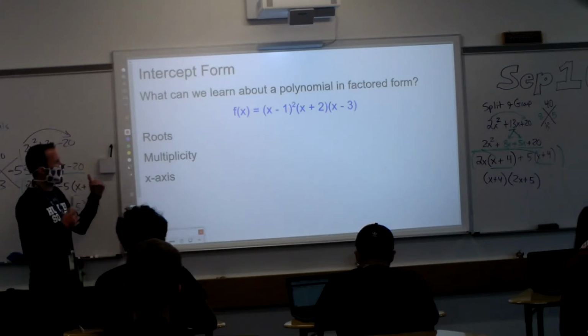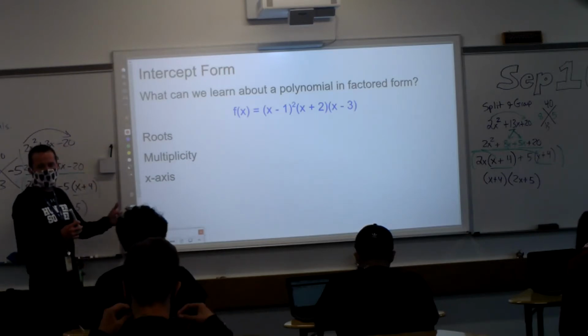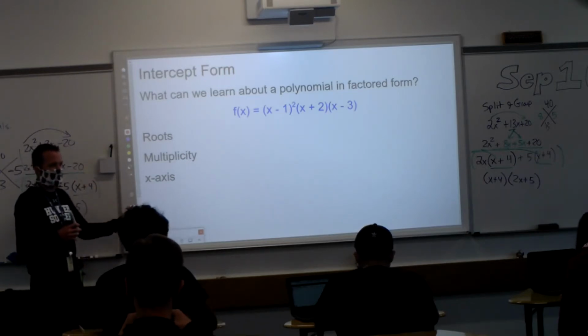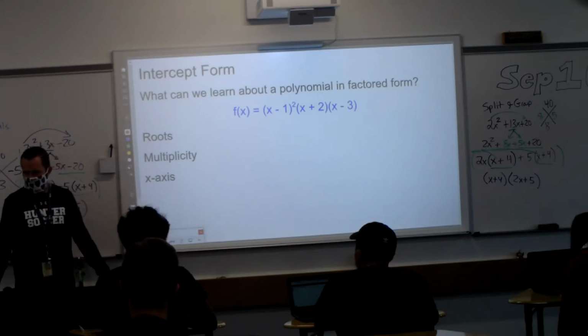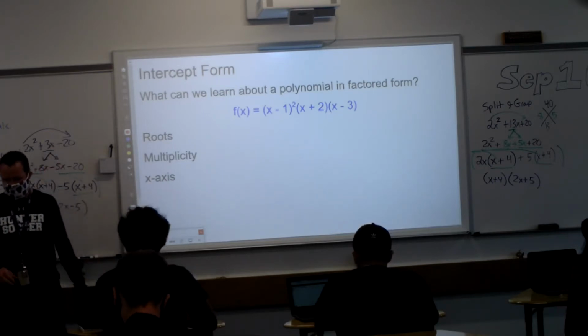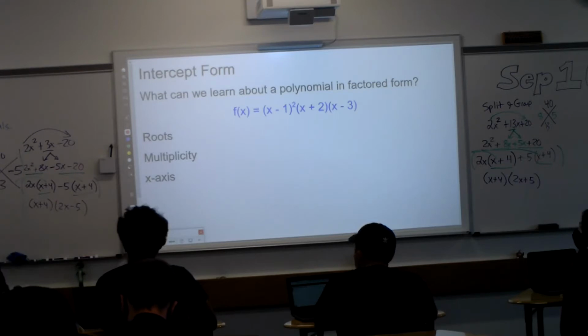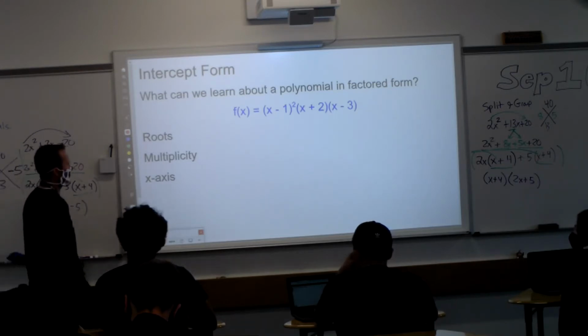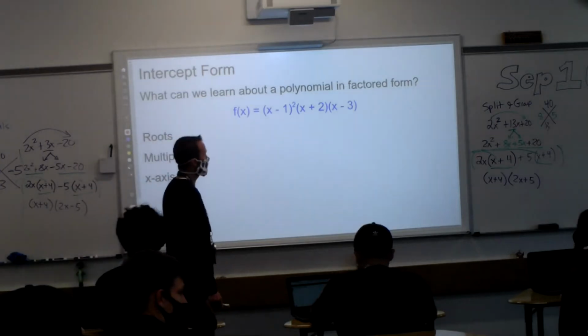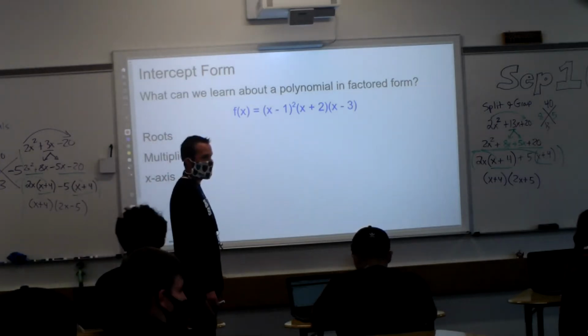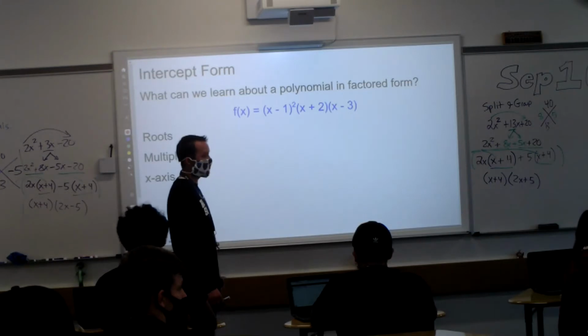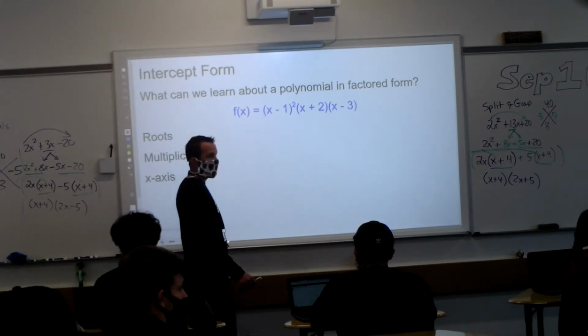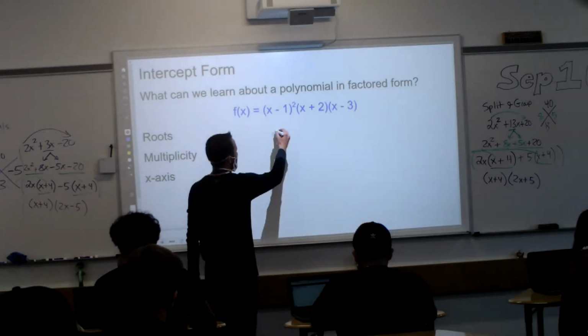Why do we like intercept or factored form? What can we learn when it's in intercept form? The intercepts, right? That's why it's called intercept form. Okay, so let's go to Ambriana. Help me out with this. What are my x-intercepts going to be? What makes those parentheses turn to 0? Yeah, the opposite. So here, what would that mean?